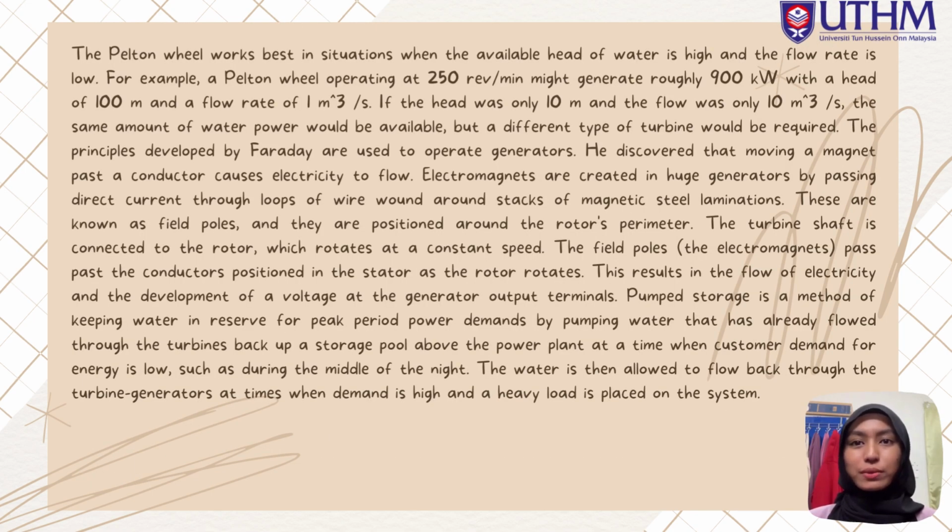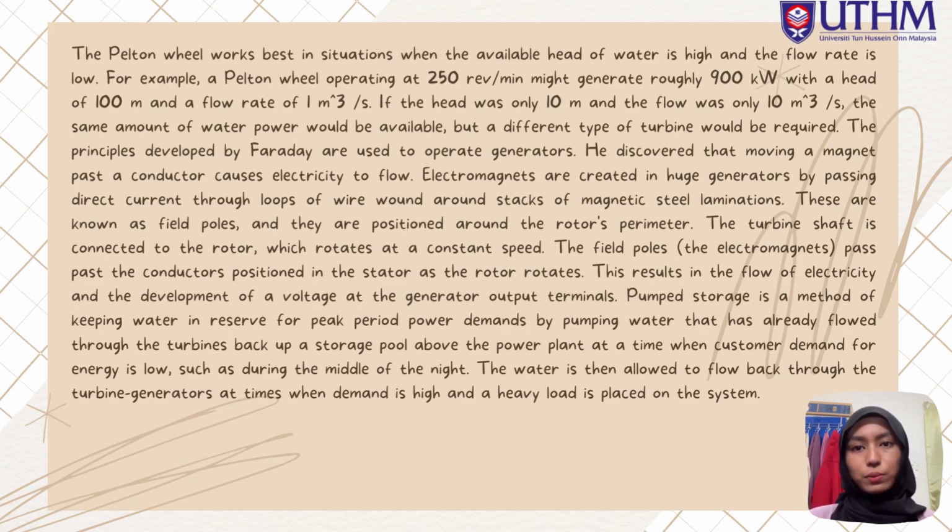The Pelton wheel works best in situations when the available head of water is high and the flow rate is low. For example, a Pelton wheel operating at 250 rev per min might generate roughly 900 kW with a head of 100 meters and a flow rate of 1 cubic meter per second. If the head was only 10 meters and the flow was 10 cubic meters per second, the same amount of water power would be available, but a different type of turbine would be required.